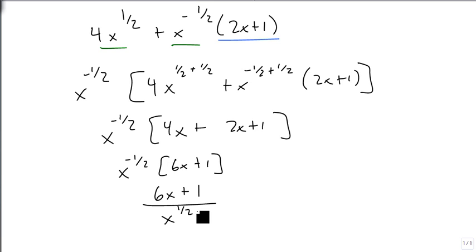So we factor like we have before, and when we do that, we make sure we deal with negative powers, and we simplify whatever is inside the parentheses.